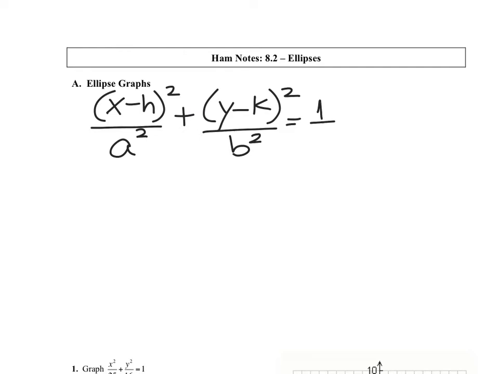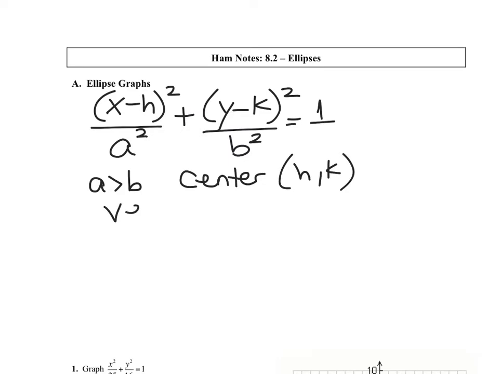Okay, so what makes an ellipse an ellipse? Well, an ellipse has two foci. Let's assume that a is bigger than b. When b is bigger than a, things change up a little bit. So the center of this ellipse is going to be exactly what you think it is. It's going to be (h, k). So it's the numbers from the top, and they're opposites, right? So positive h, positive k.